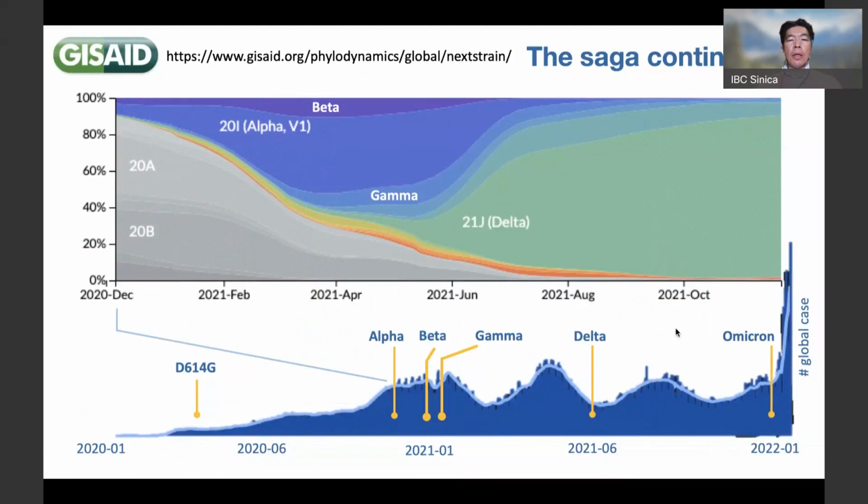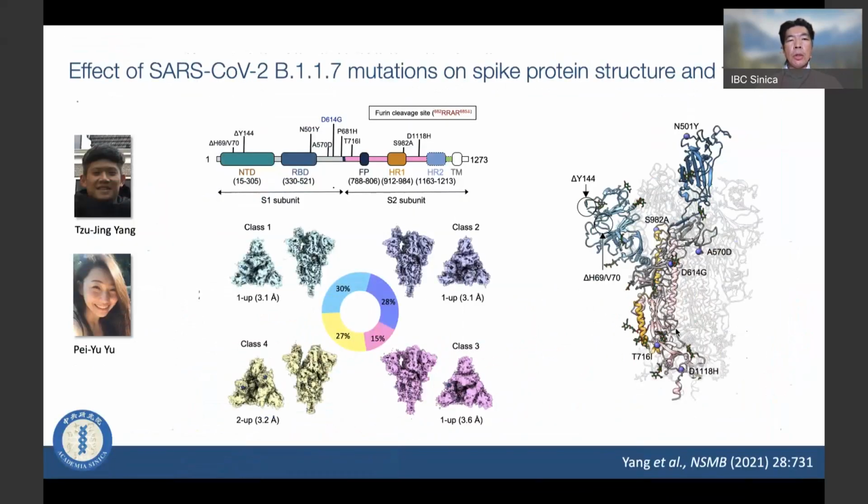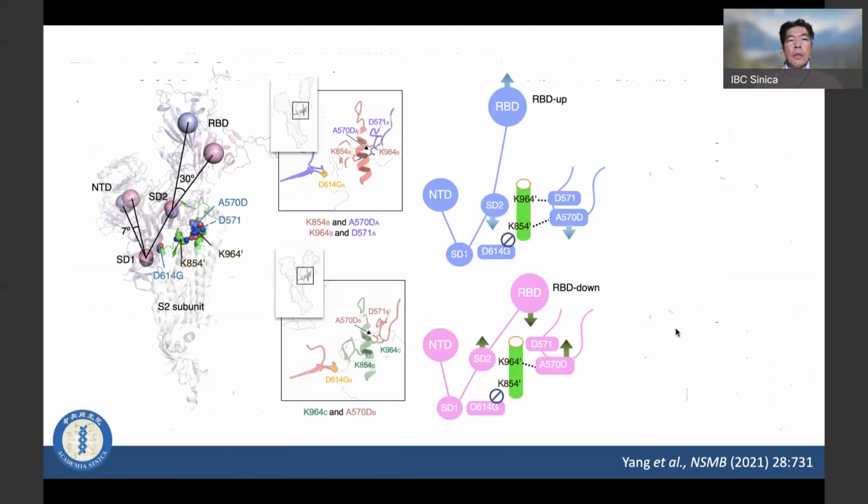We next investigate the structure-function relationship of the alpha variant that was first reported in the United Kingdom. Using the same strategy, the alpha variant, also known as B117, exhibited 3 distinct 1 RBD up conformation and 1 2 RBD up conformation. Further analysis to compare the RBD up and down conformation shows that the alpha variant specific mutation A570D is involved in an interprotomer salt bridge that compensates the loss of salt bridge due to the D614G mutation.